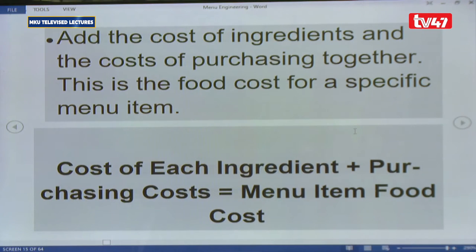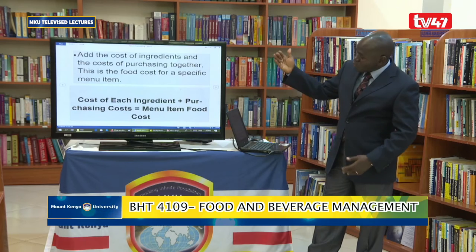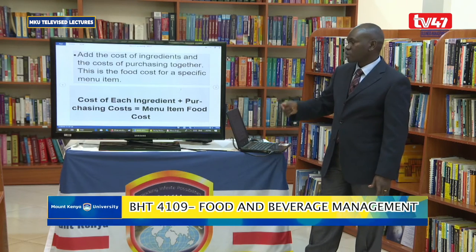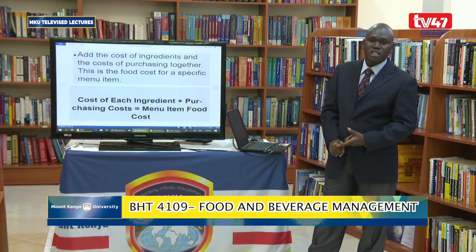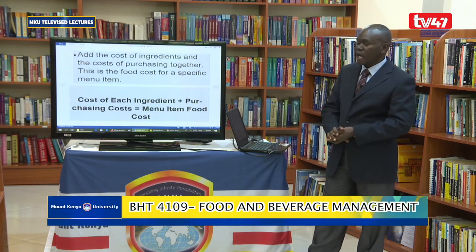Then you add the costs of ingredients and the cost of purchasing together. This should give you the food cost for a specific menu item. That's how you get this. So you get the cost of each ingredient, you add the purchasing cost, and that gives you the menu item food cost.